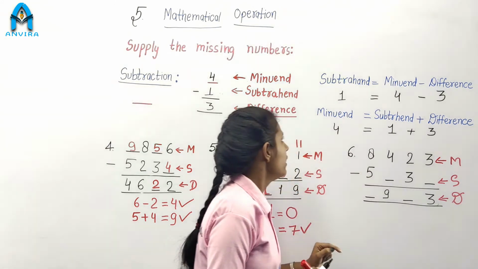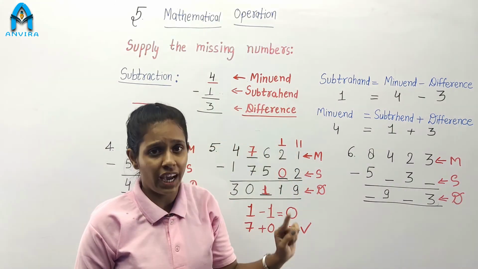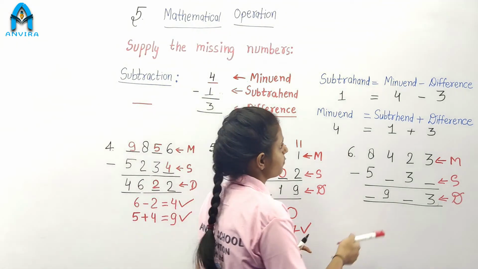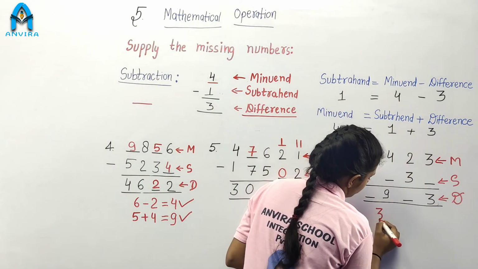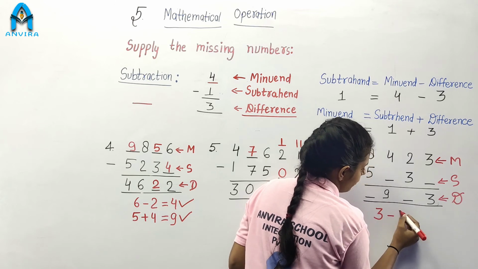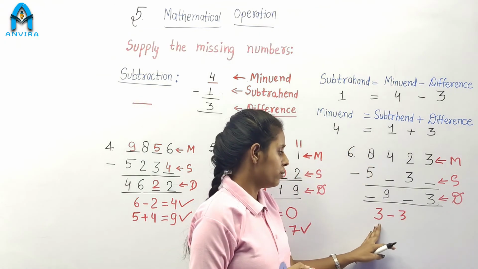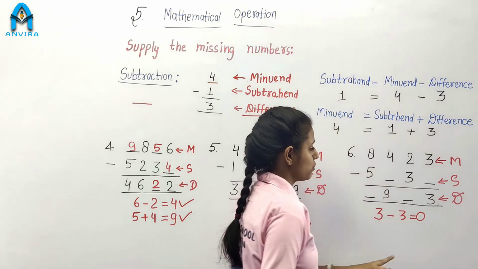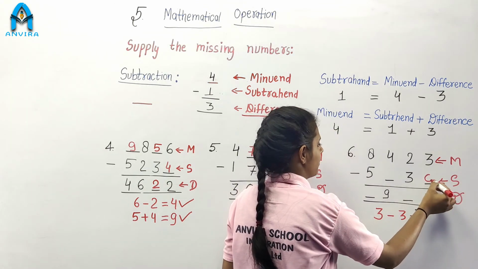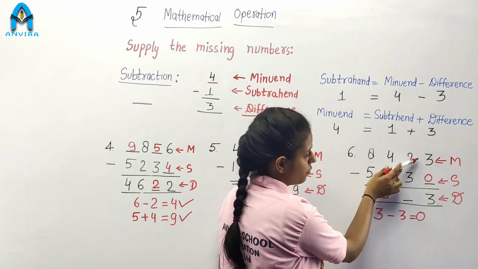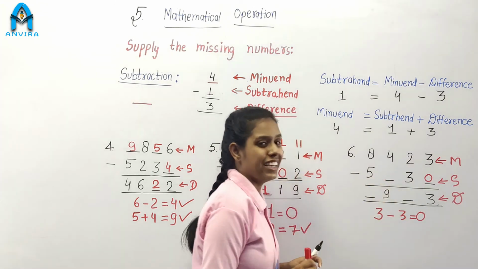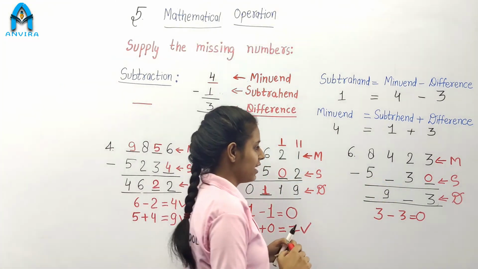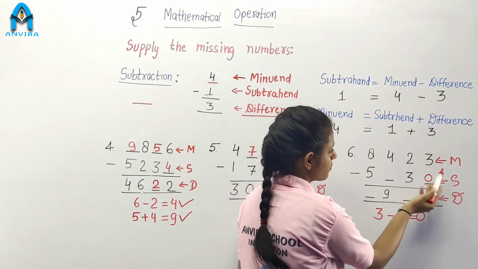What do we have to do if the subtrahend is missing? We have to subtract. Minuend minus difference. So 3 minus 3 is equal to 0. Subtrahend is 0. Let's check. 3 minus 0 is 3. Let's go to the next.